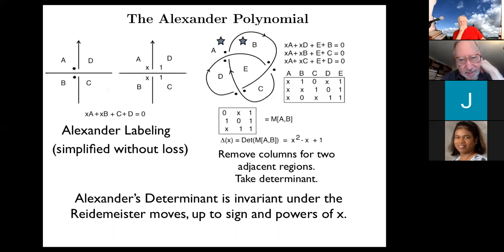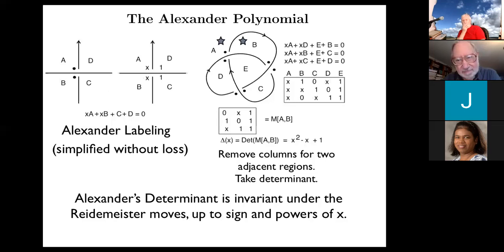Now, when you do that, you get a matrix with two more columns than it has rows, because there are two more regions in a knot diagram than there are vertices, crossings, which is a good exercise. And so we eliminate two adjacent columns. So I have starred them here. A and B have been eliminated, and I get a little 3x3 matrix. And the determinant of that 3x3 matrix is the Alexander polynomial. Now, this turns out to only be determined up to product with powers of x or a sign. In this case, it comes out in the way I like it, as x squared minus x plus 1.